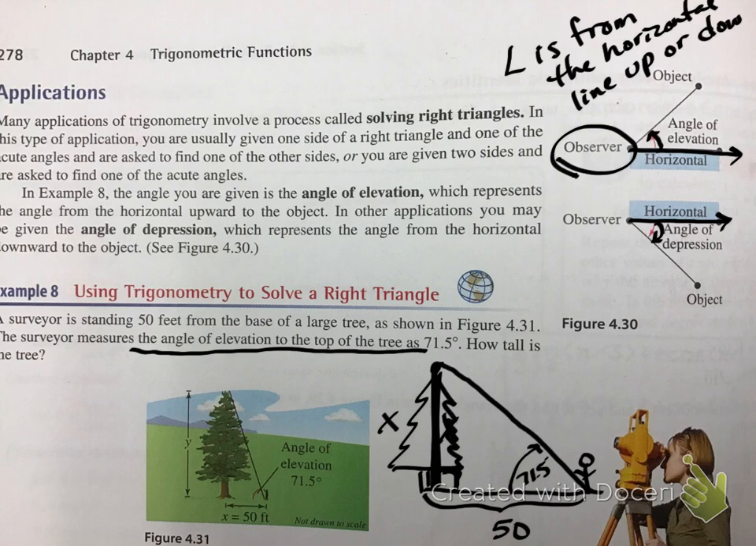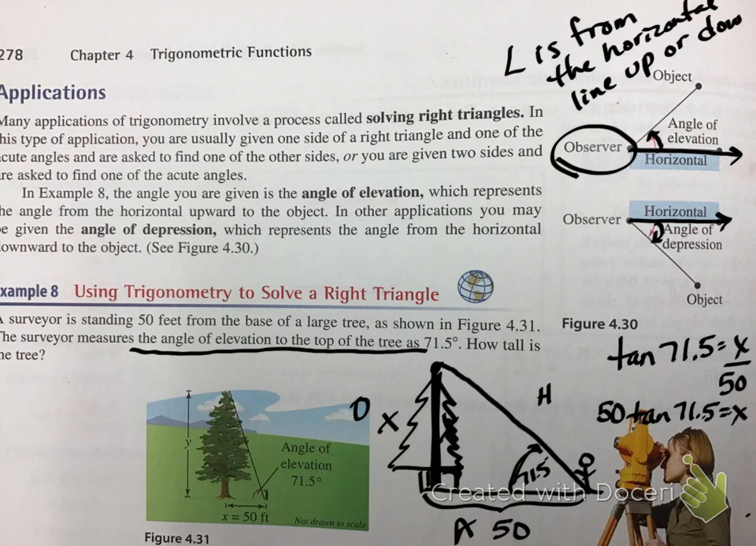We're just going to do some right triangle trig. I do not have the hypotenuse in this problem. For this angle of elevation, I have the opposite and the adjacent, so I'll be doing tangent. Tangent of 71.5 equals opposite over adjacent. Multiply both sides by 50 to get x by itself. Then plug that into the calculator, making sure you're in degree mode, and you should get 149.3.